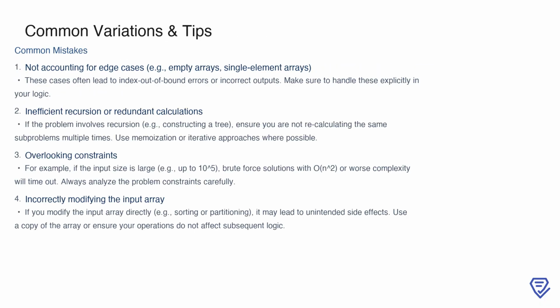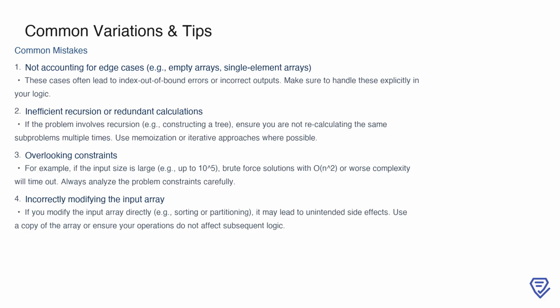When solving the maximum binary tree problem, there are a few common mistakes that can trip you up. First, it's crucial to account for edge cases, such as when the input array is empty or contains only a single element. These scenarios can often lead to index out-of-bound errors or unexpected outputs if not handled explicitly in your code. Next, inefficiencies in recursion or redundant calculations can significantly slow down your solution. If your approach involves recursion, you should ensure that you're not repeatedly solving the same subproblems. Techniques like memoization or even shifting to an iterative approach can help optimize performance.